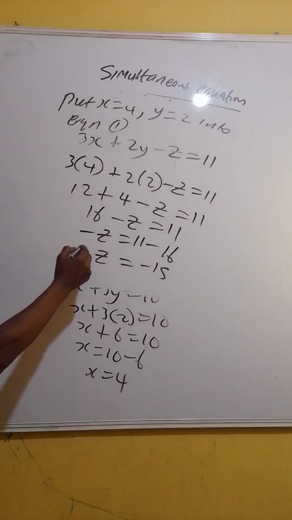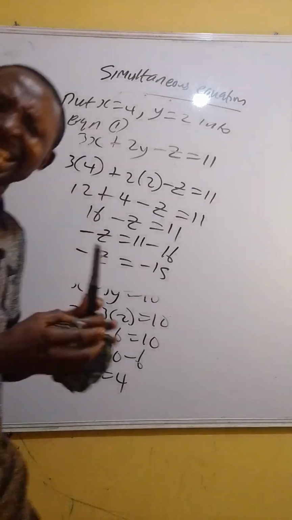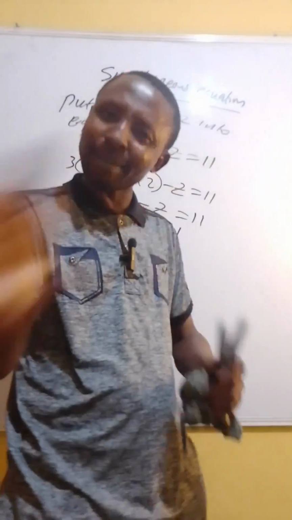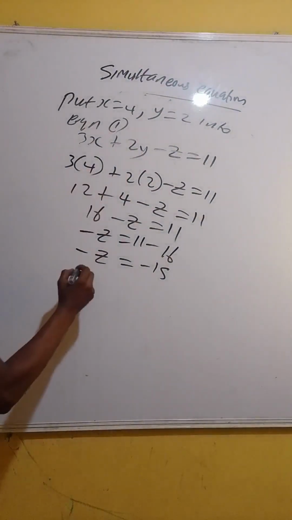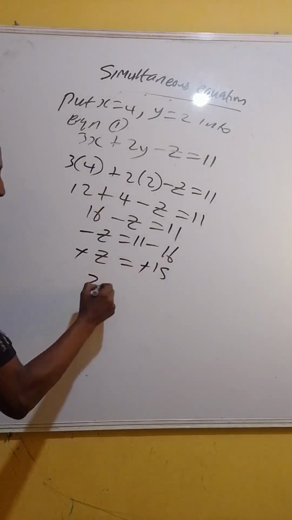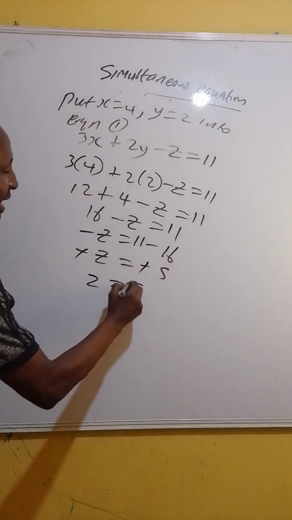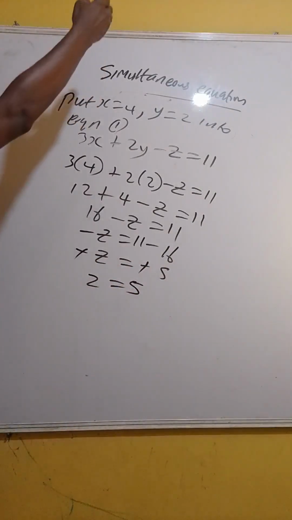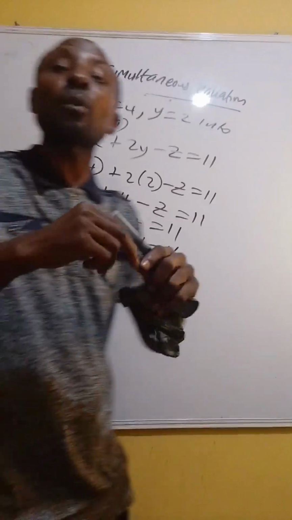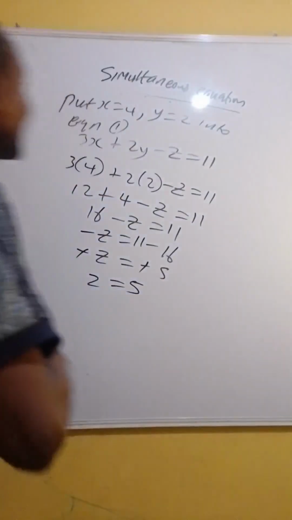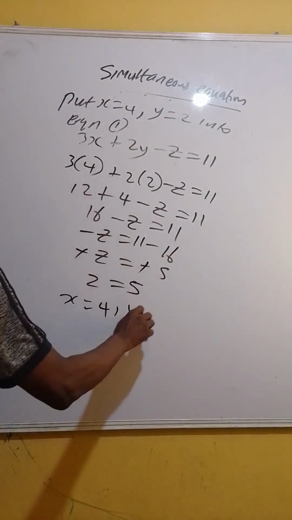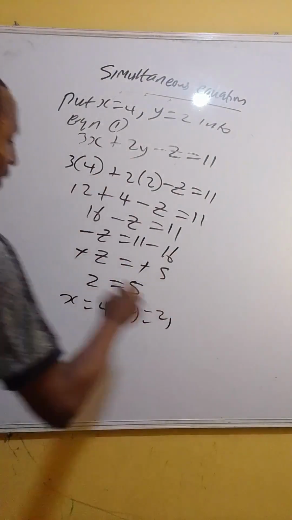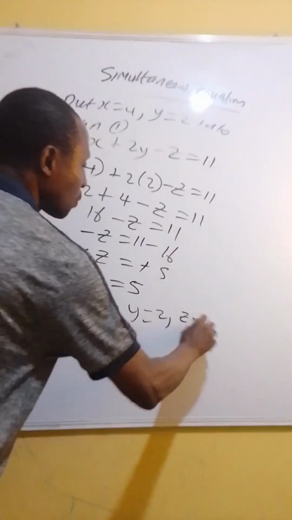The minus will cancel minus. Why is the minus cancelling minus? You can multiply both sides by minus 1, you get positive. So that's why I said minus cancel minus. So our z equals 5. So for this simultaneous equation with 3 unknowns, x equals 4, y equals 2, z equals 5.